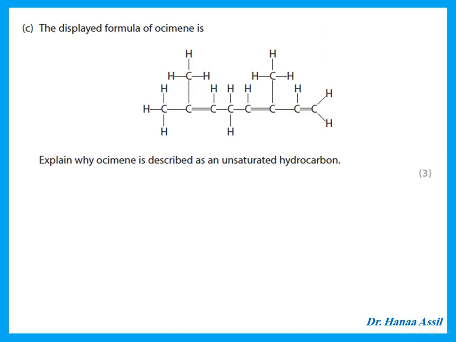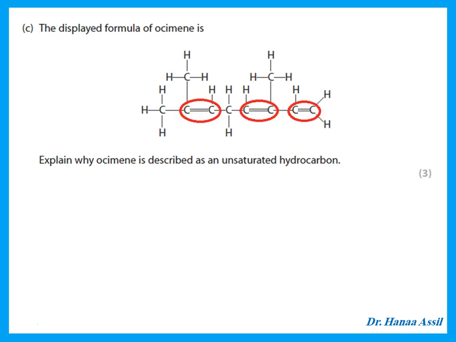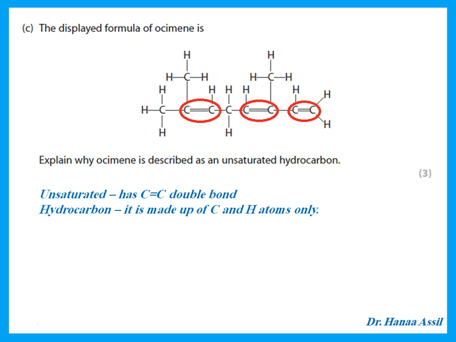The displayed formula of ocimene is this. Explain why ocimene is described as an unsaturated hydrocarbon. So you have to tell me, why do we say it's unsaturated and why do we say it's a hydrocarbon? It's unsaturated because it has double bonds. So unsaturated because it has carbon-carbon double bonds.